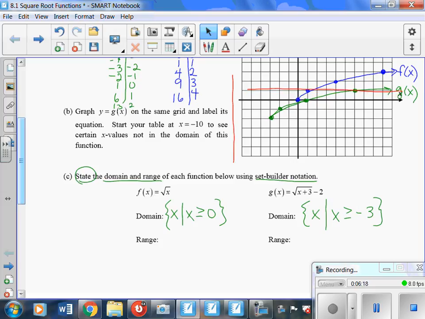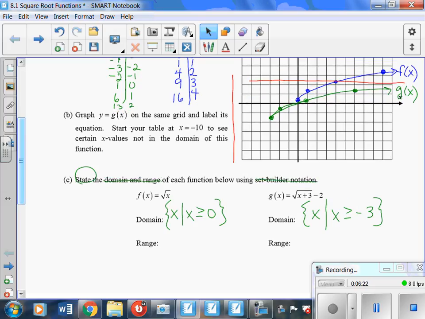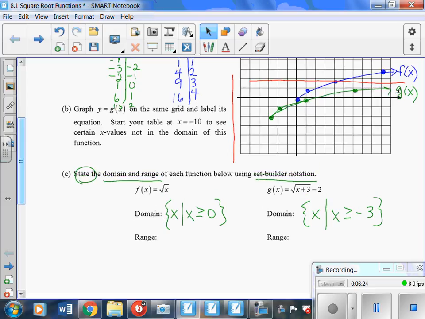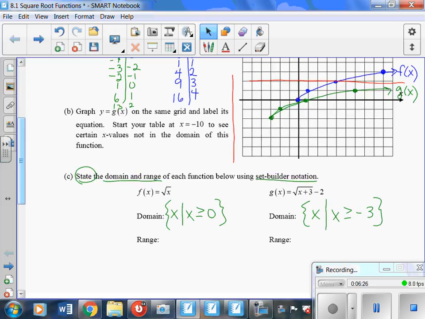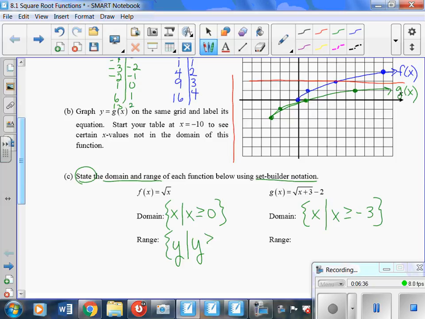And will it ever stop? Now it looks like it might have an asymptote going on here, but it actually doesn't. The graph keeps moving. It will actually keep increasing. So on our range, now remember our range are our y values, so y such that y is greater than or equal to 0 as well.